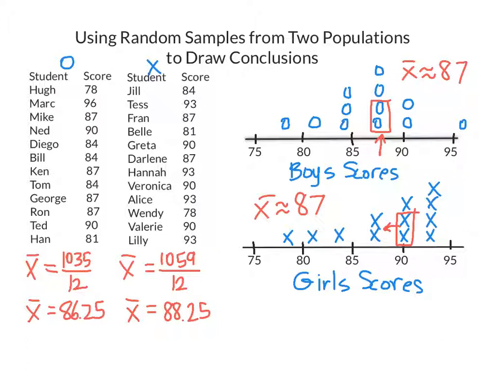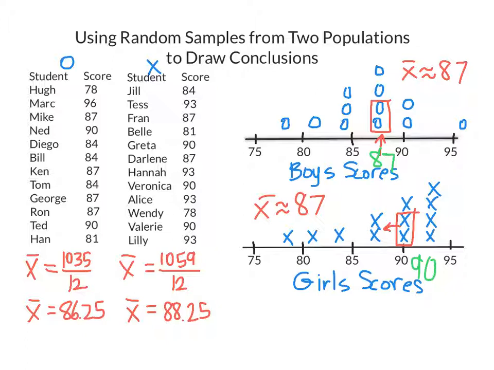Something we didn't talk about yet is the medians. We did find the medians going 6 from the top and 6 from the bottom. The boys' median score is 87. The girls' median score is 90. So according to the median scores, the girls are doing 3% better, 2% better according to their means.